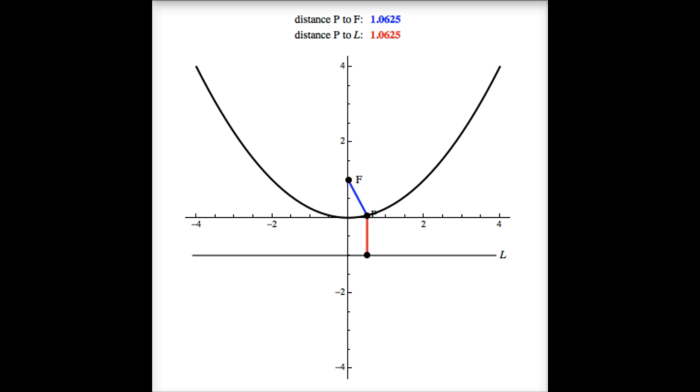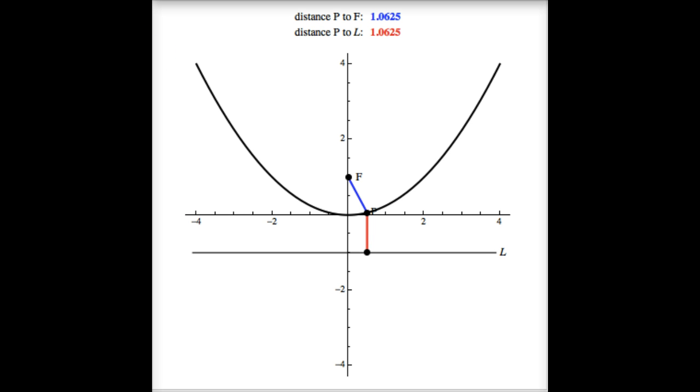Finally, let's look at a parabola. A parabola is the locus of points P such that the distance from P here to a point F, which is the focus, is equal to the distance from P to a line L, which is the directrix. Let's go ahead and animate this one and we can see what happens. Notice that up here our distances are the same from point P to the focus and from point P to the directrix.